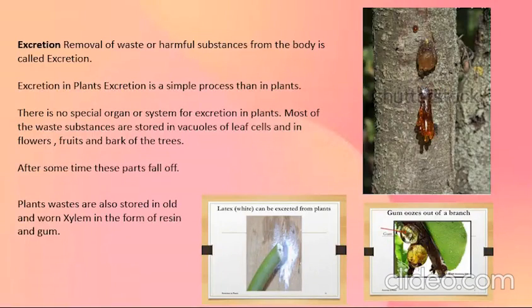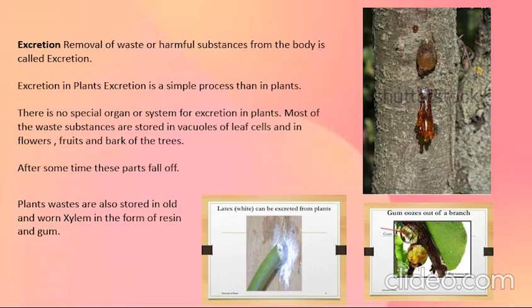Now, let's learn about excretion. Students, you have studied that many harmful and waste substances like urea, uric acid and ammonia, these are the nitrogenous waste which are produced in living organisms. If these substances accumulate or are retained in the body for a long period of time, it can lead to serious hazards. So hence it is necessary to remove such harmful and waste substances from the body. So we can define excretion as the removal of waste or harmful substances from the body.